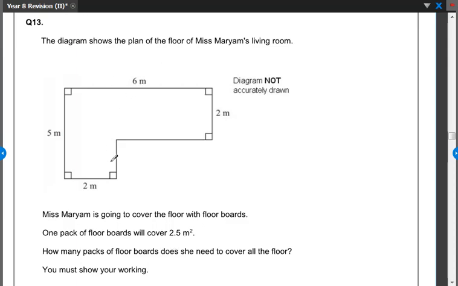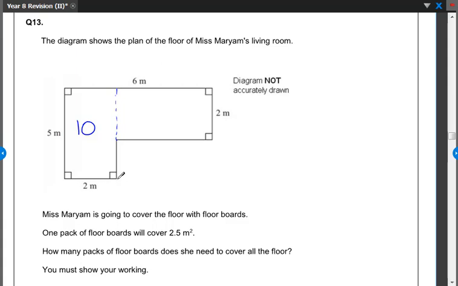Okay, so we need to work out the area. There's 3 definite ways I can see of doing this. You could split it vertically, horizontally, or you could get the large rectangle and take away the small rectangle. I'm going to split it vertically here. So if this area is 10, because it's 5 times 2.